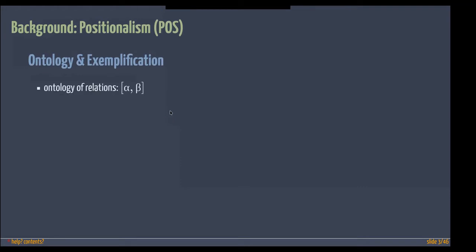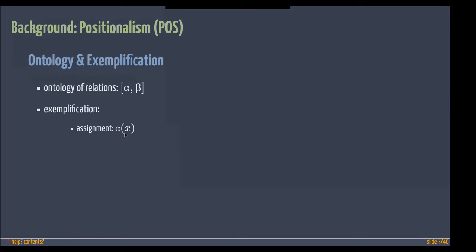So I'll start first with the ontology, or the positionalism in general, and how, which is my notation for it. So the ontology of relations, according to the positionalist, is such that we have positions. Like in the binary case, we have an alpha and a beta position, for instance. And then how do we understand the exemplification of relations? Well, it's through assignments of objects to positions.